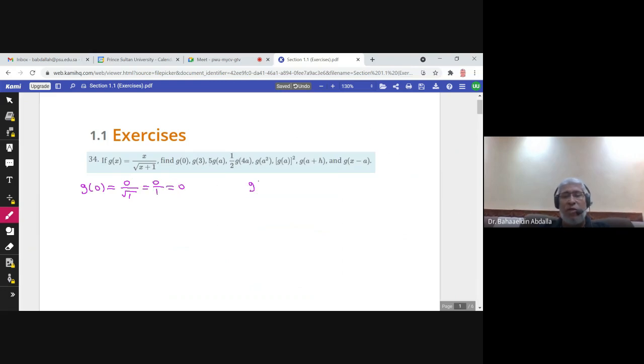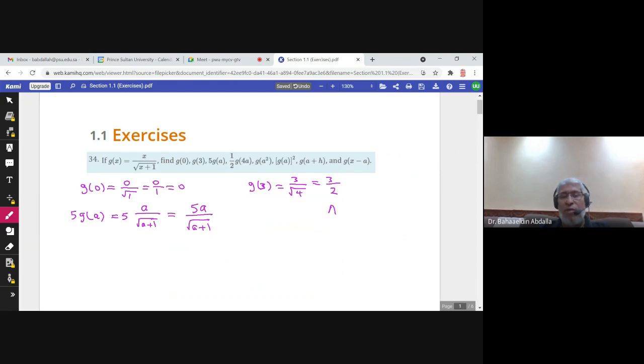To find g of 3, we replace x by 3. So we have 3 over square root of 3 plus 1, which is 4, and square root of 4 is 2. To find 5 times g of a, so 5 is there, and it is multiplied by g of a. So now we replace x by a. So we have a over square root of a plus 1. And we can leave it like this, or we can multiply 5a over square root of a plus 1.